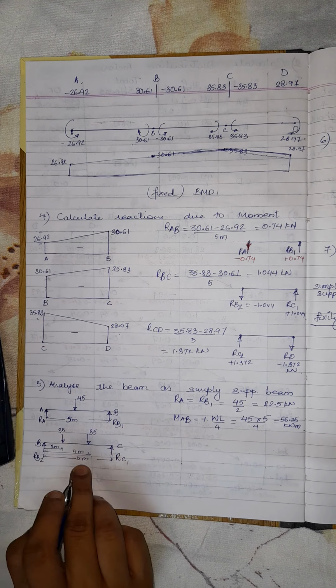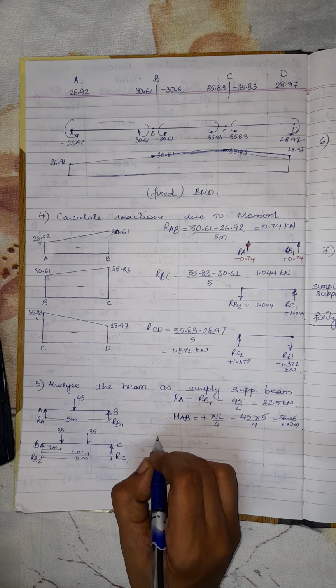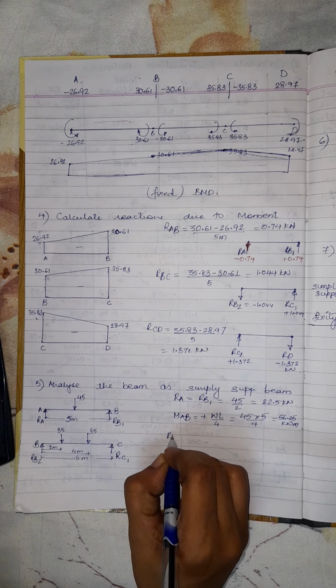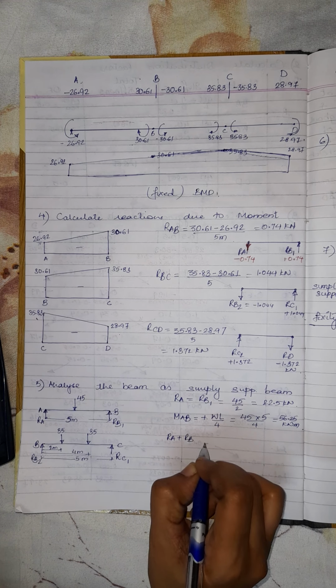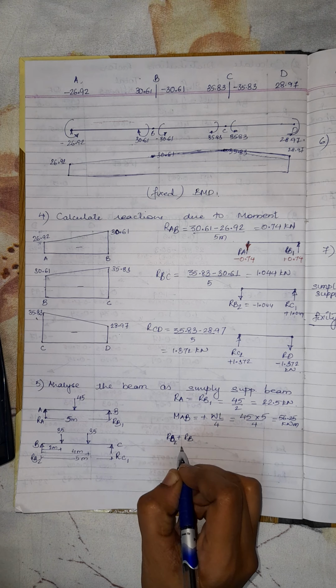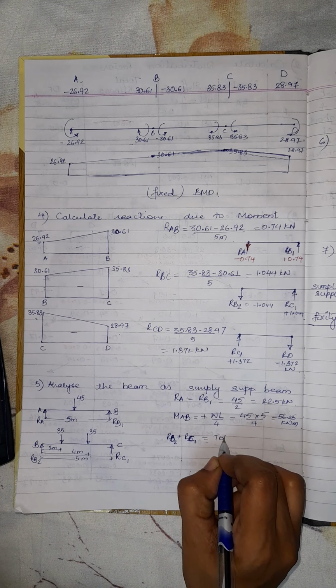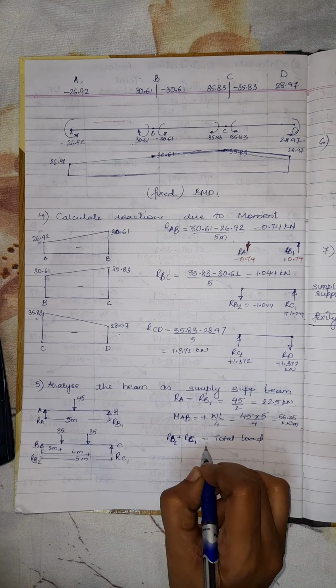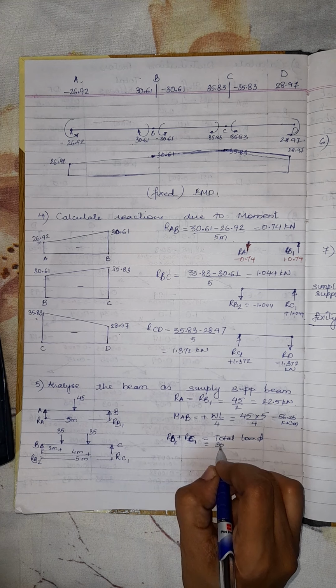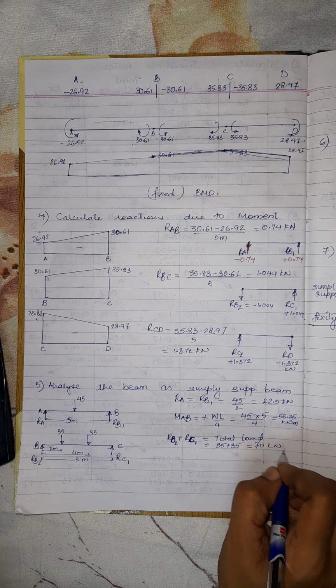Now BC, this is not a symmetrically loaded span, so we have to find moments. So what I'll do is reaction at B, I have to say this, reaction at B2 and reaction at RC1 is equal to the total load. This is equal to 35 plus 35, so 70 kilonewton.